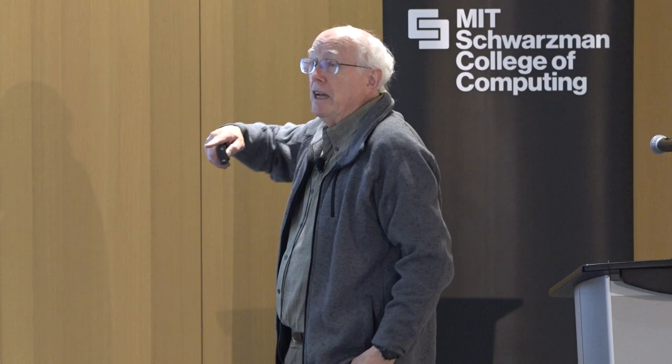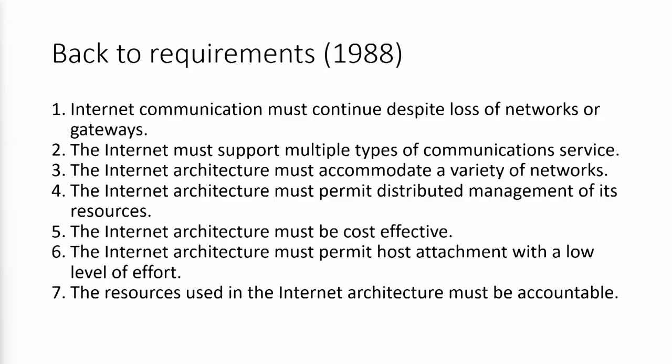In 1988, I wrote a paper where I tried to get a little deeper into the requirements. The internet communication must continue despite loss of networks. Things go bump in the net, as somebody once said. The internet must support multiple types of communication service. That's not very clearly put, but what I meant was some people need reliability. They need all the packets in order. Some things like real-time speech.